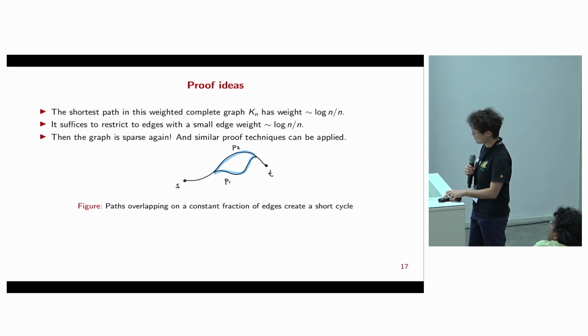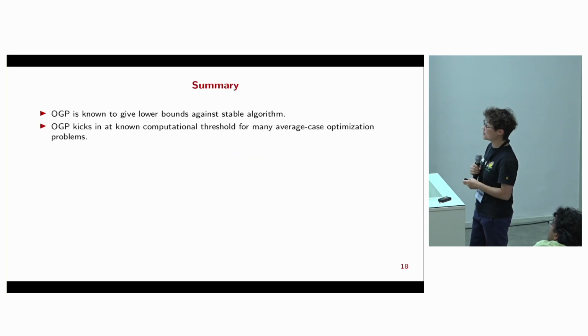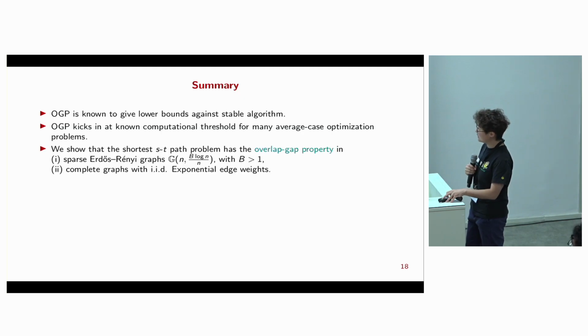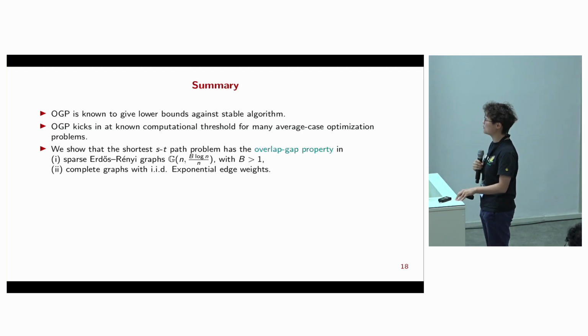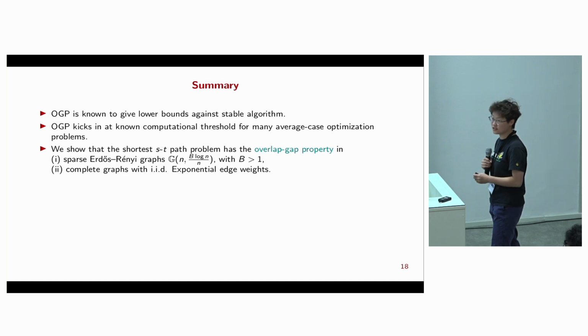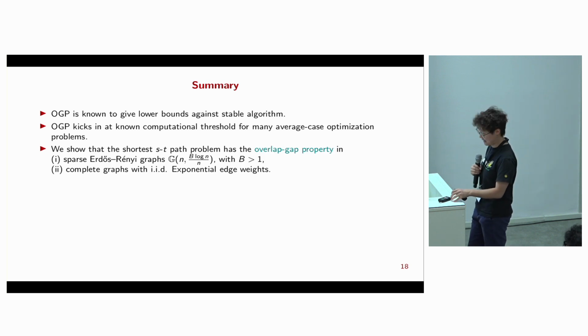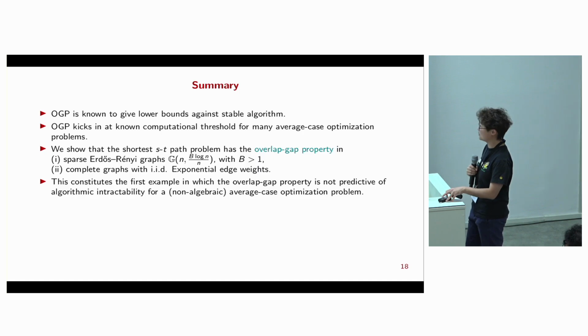Okay, so let's have a quick summary. OGP is known to give rigorous lower bounds against stable algorithms, and OGP kicks in at known computational thresholds for many average case optimization problems. Here we show that the shortest ST path problem has OGP in the sparse Erdős–Rényi graph and the complete graph with IID exponential weights. This constitutes the first example in which OGP is not predictive of algorithmic intractability for average case optimization problems.